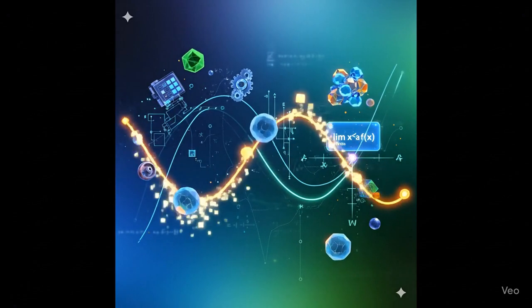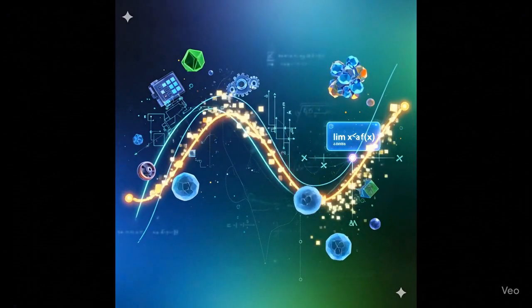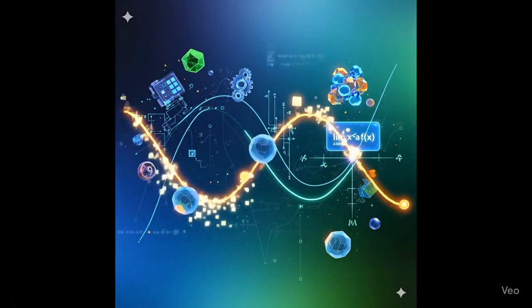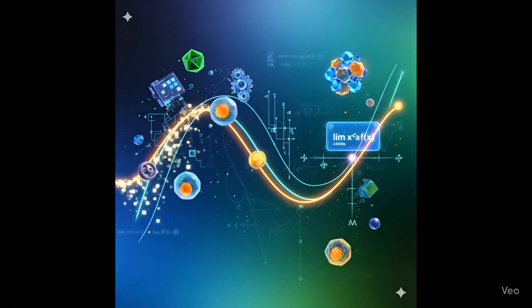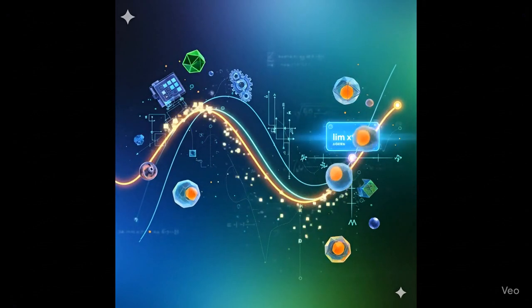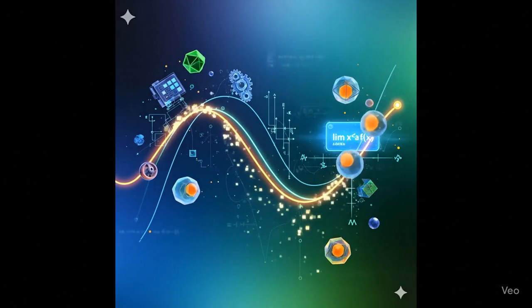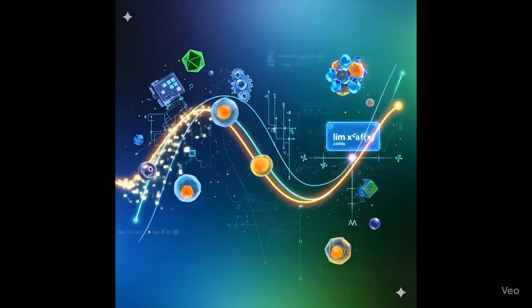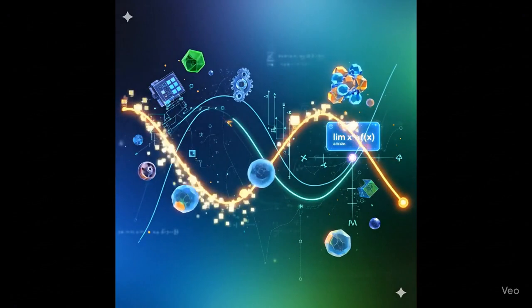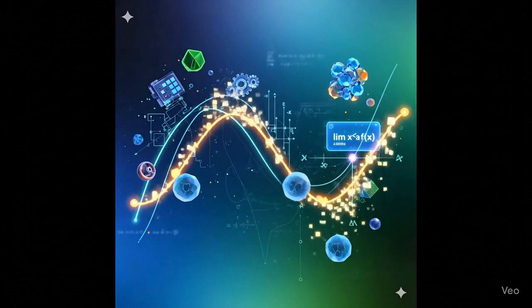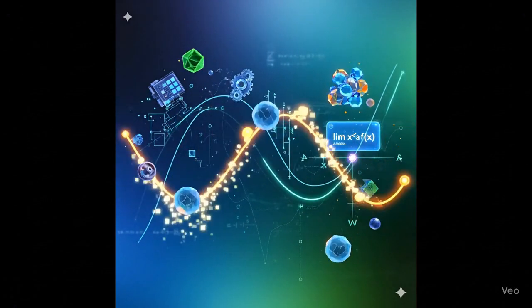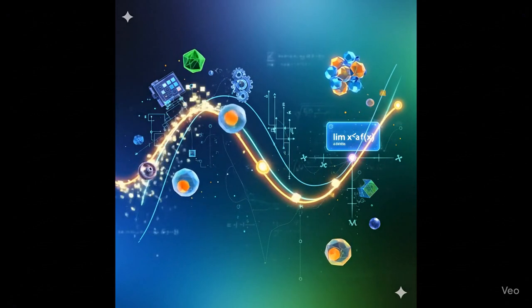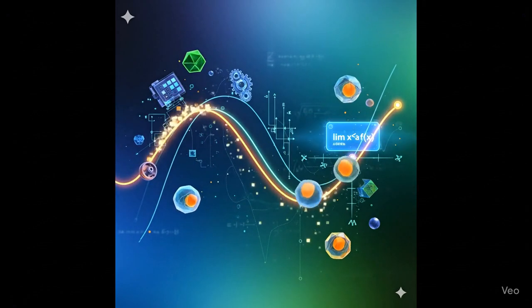Wait, really? Just plug it in? That seems almost too easy after building up all those rules. Yeah, it does, doesn't it? But it works because polynomials are, mathematically speaking, incredibly well behaved. They're continuous everywhere. Their graphs are smooth curves with no jumps, no holes, no vertical asymptotes. So the value the function is approaching as x gets close to a is exactly the same as the function's value at a. Can we see an example? Show us how the properties lead to that shortcut.